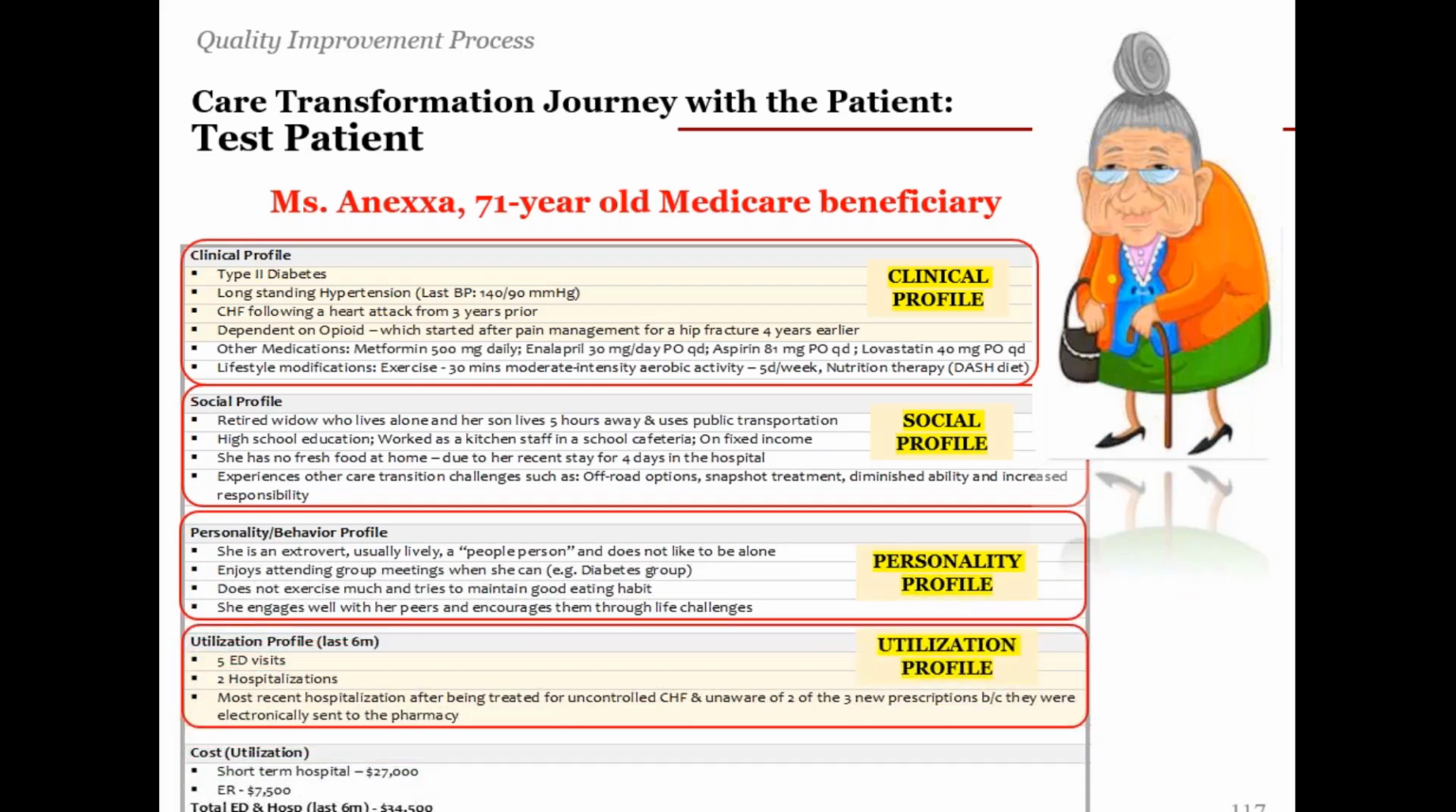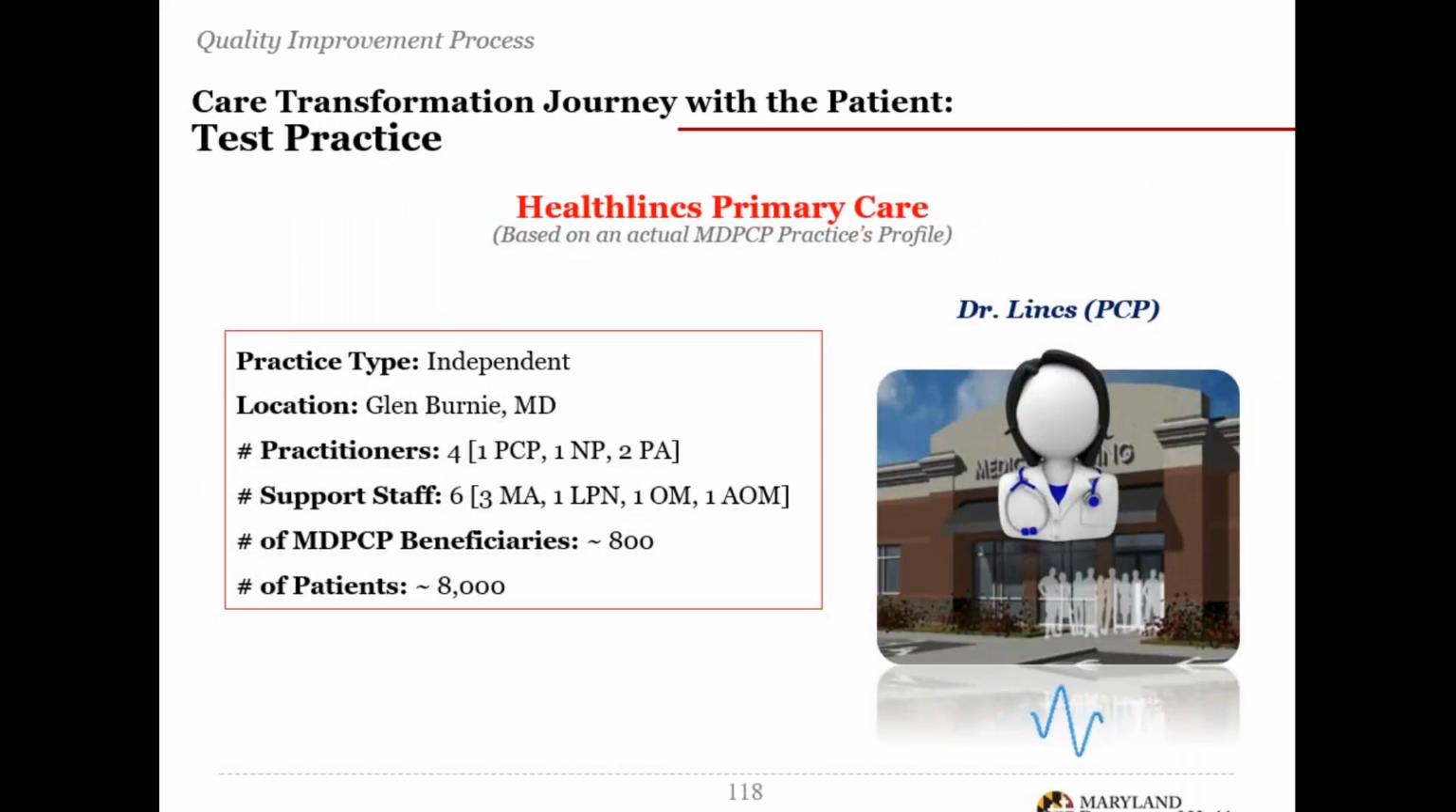And then we look at her utilization profile in the last 6 months. She had 5 ED visits, 2 hospitalizations, and the most recent hospitalization was for uncontrolled CHF. And then we look at her cost utilization. As you know, this is on the MDPCP dashboard or the CRISP portal, to see her cost in the last 6 months, so we can see how all the work we're doing is impacting the cost of care.